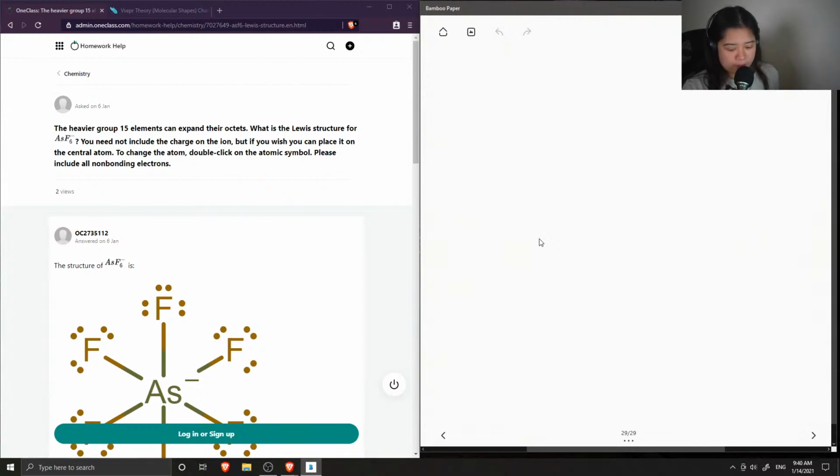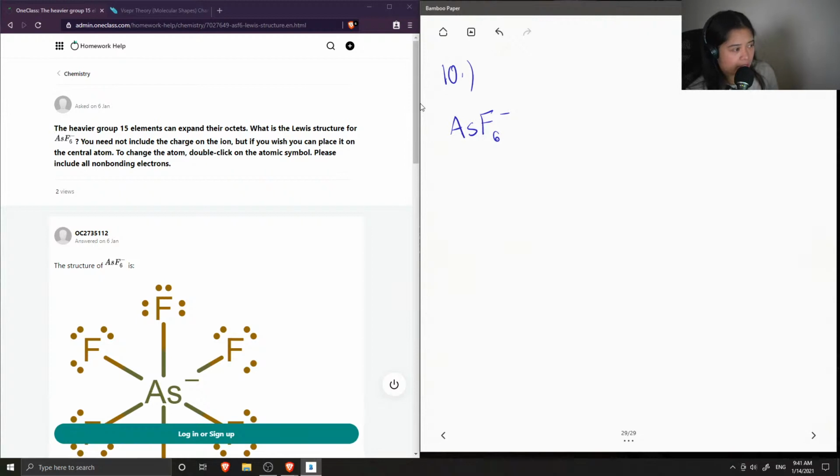Okay, so question number 10. The heavier group 15 elements can expand their octets. What is the Lewis structure for arsenic hexafluoride? You need not include the charge on the ion, but if you wish, you can place it on the central atom. To change the atom, double click on the atomic symbol. I'm guessing we can't really do that, but please include all non-bonding electrons.